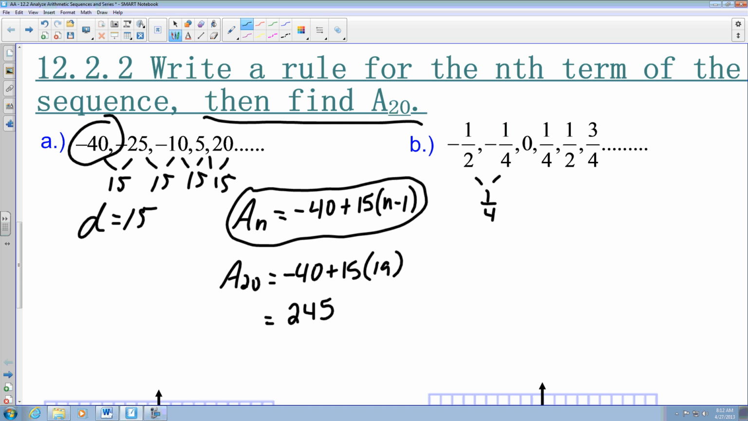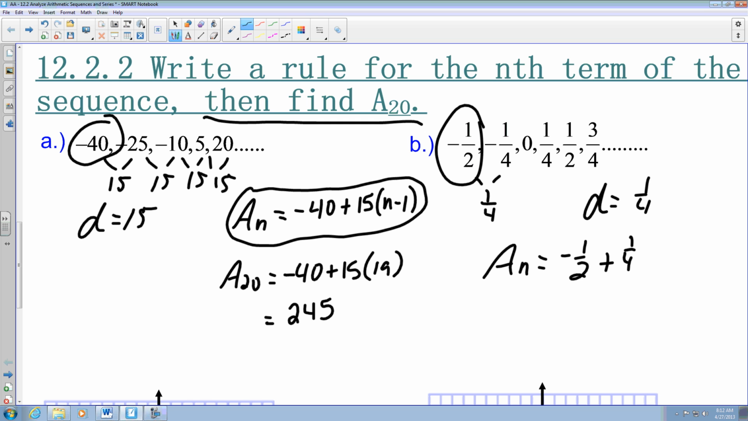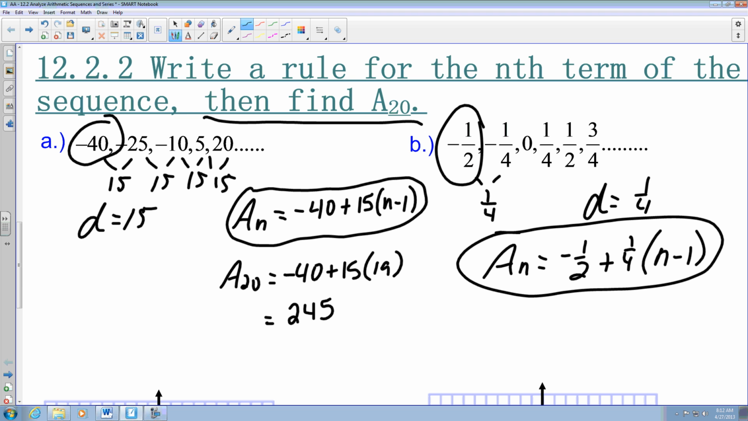0 plus 1/4, I get 1/4? Yes. 1/4 plus 1/4, is that 1/2? Yes, it is. So my d in this case is 1/4. So when I get to write my general equation, I get a sub n equals whatever a sub 1 is. So that's this value here, which is negative 1/2, plus the common difference, which is 1/4, times the quantity n minus 1. So that is the general equation for this particular sequence.